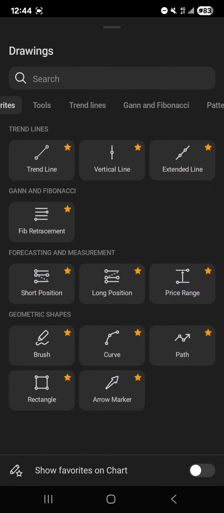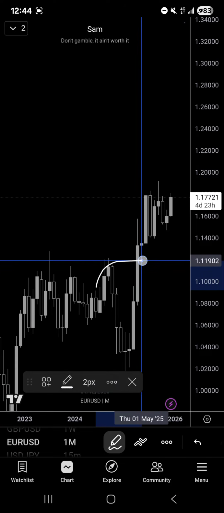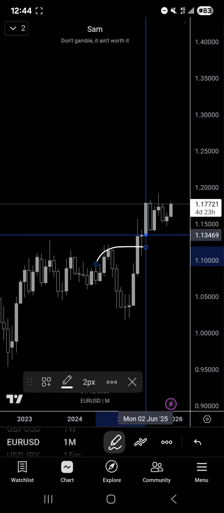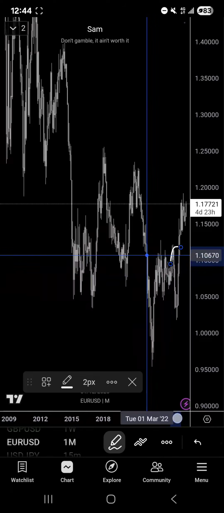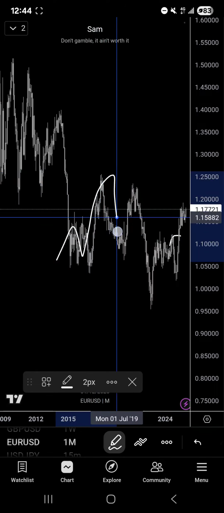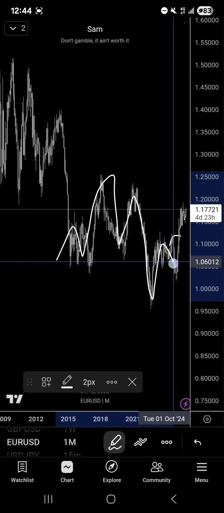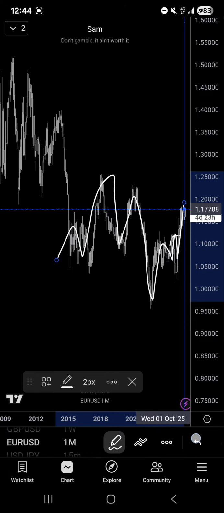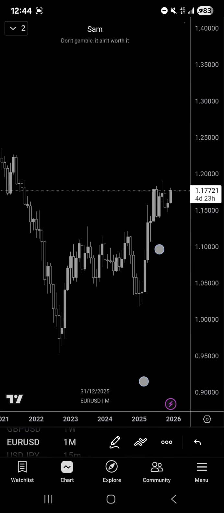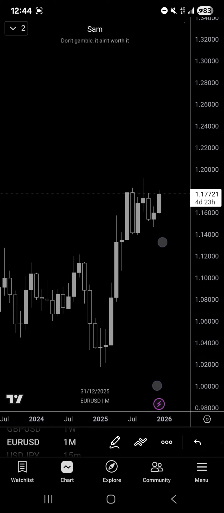Because the last breaks have been to the upside, so we have a break here to the upside. Based on structure it was bearish initially, but based on recent price action we've had a break to the upside. So based on structure, EU is bullish on monthly time frame.